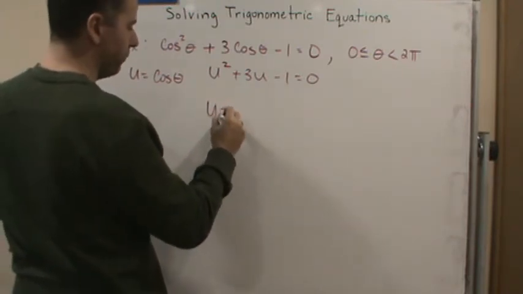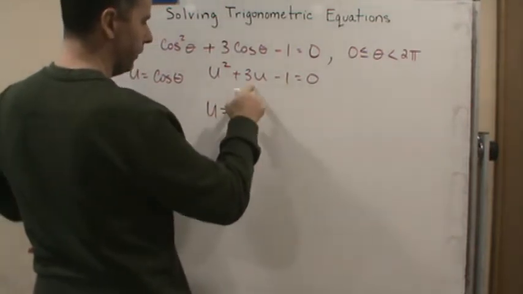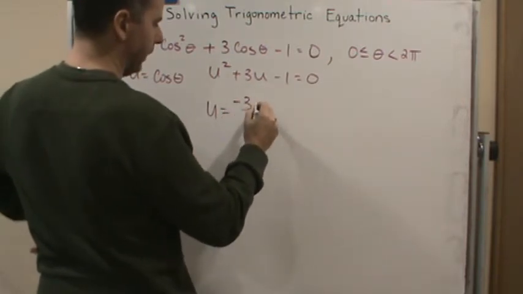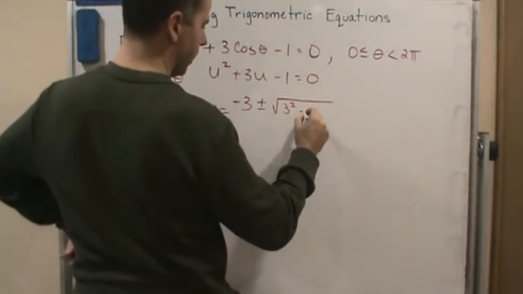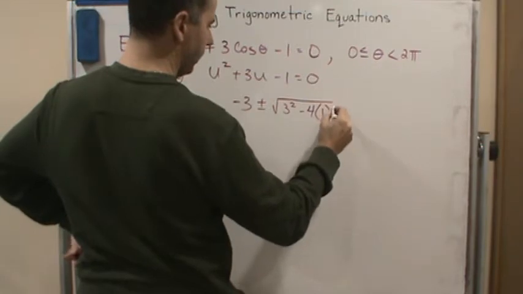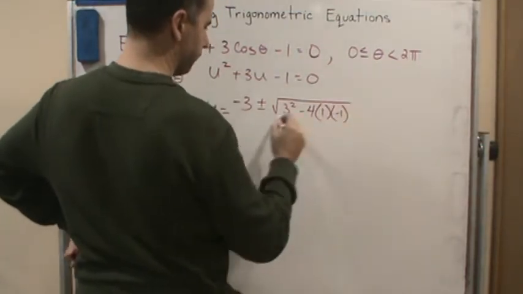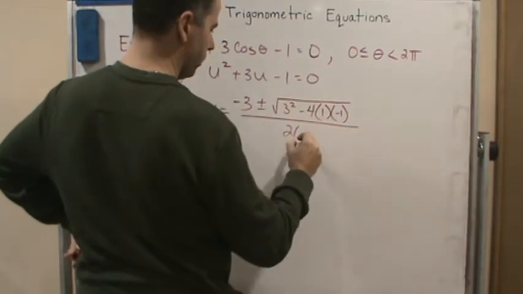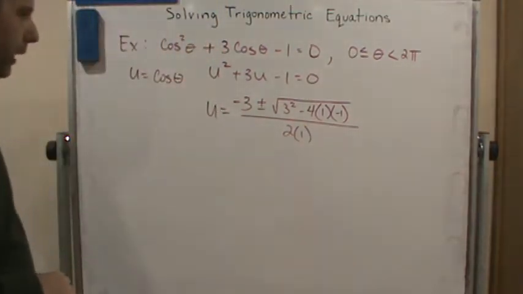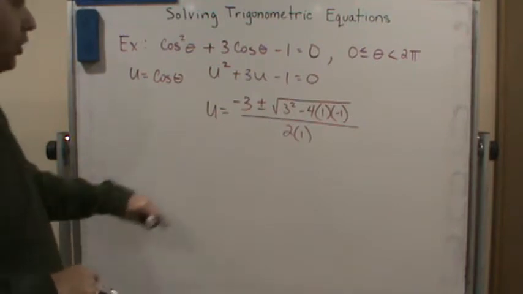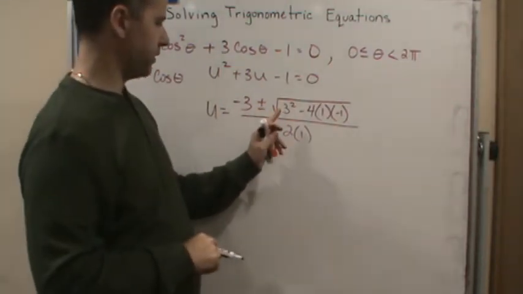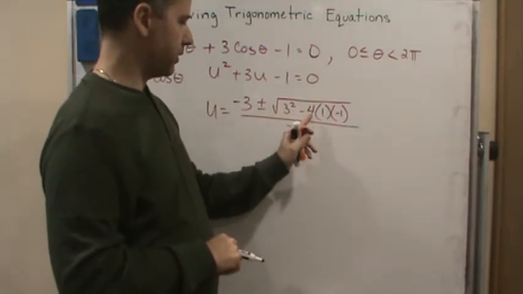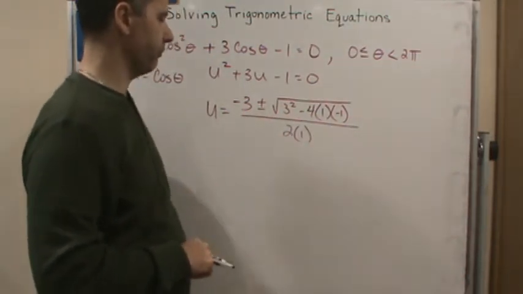So we're going to say u is equal to, again, -3 plus or minus the square root of 3 squared minus 4 times 1 times -1, all over 2 times 1. And again, you should know the quadratic formula at this stage of the game: -b plus or minus the square root of b squared minus 4ac, divided by 2a.